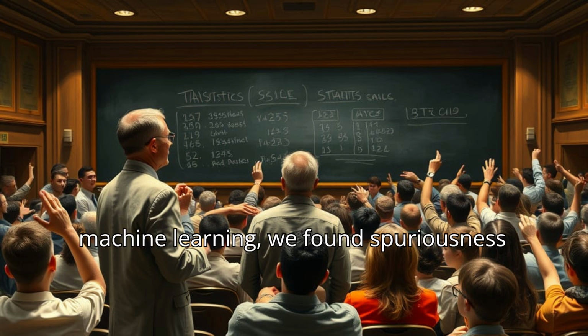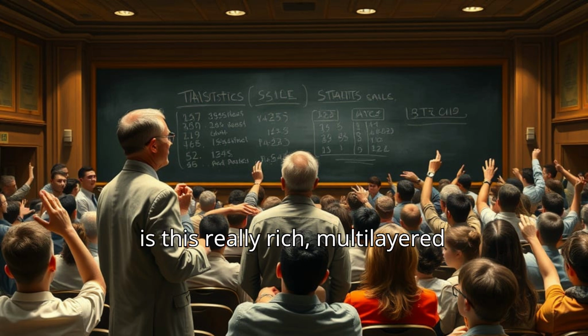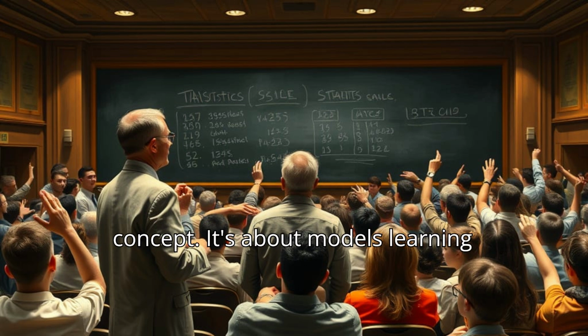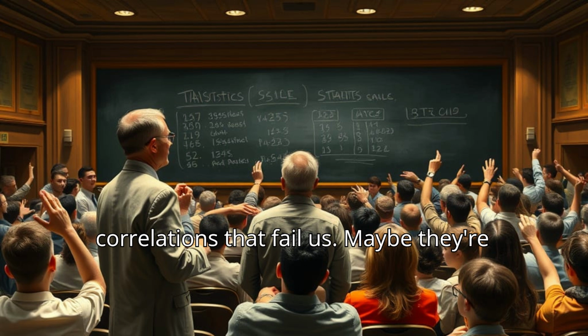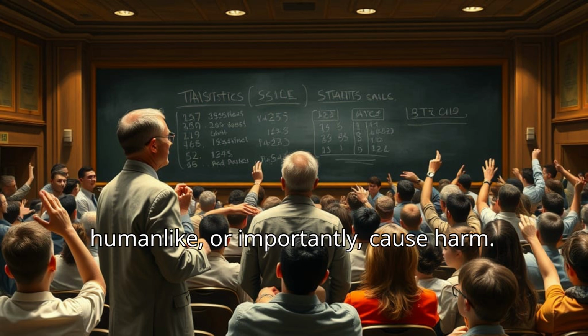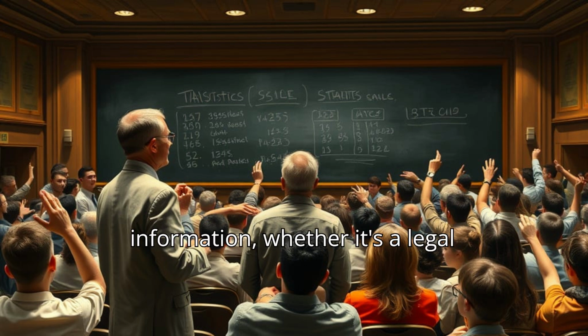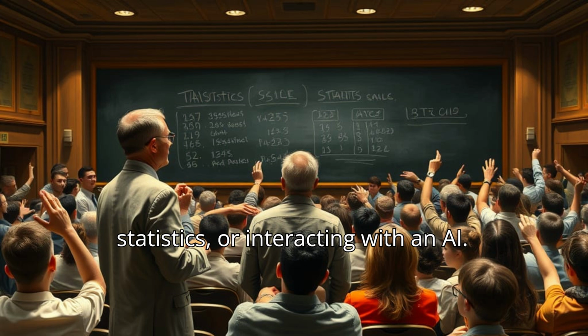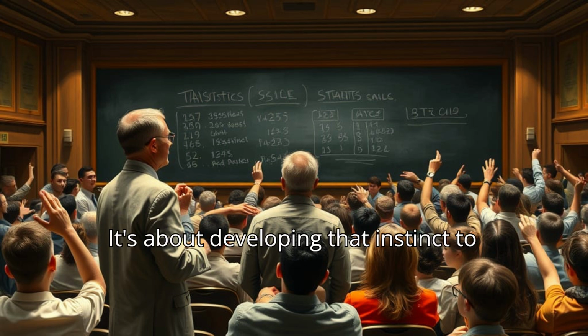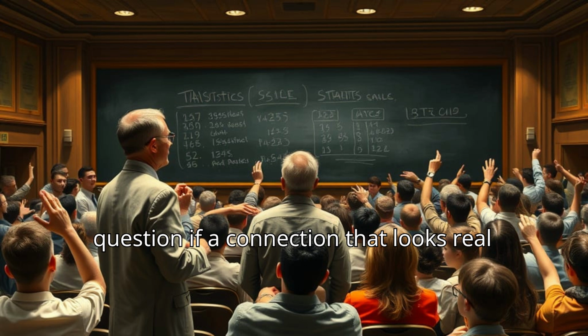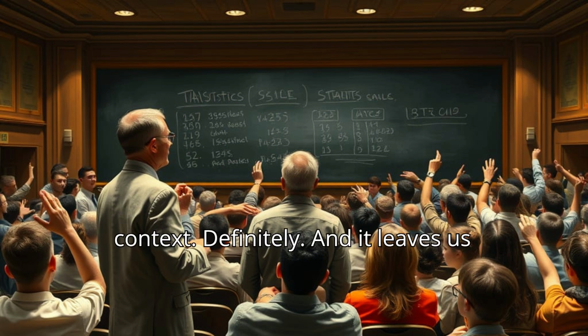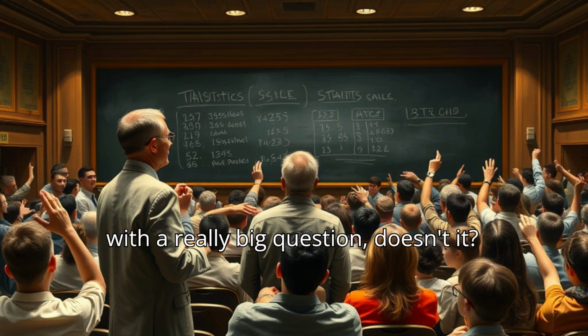And finally, in machine learning, we found spuriousness is this really rich, multi-layered concept. It's about models learning correlations that fail us. Maybe they're irrelevant, don't generalize, aren't human-like, or, importantly, cause harm. Understanding these different facets of spurious feels incredibly useful. It helps you critically evaluate information, whether it's a legal document, a news report citing statistics, or interacting with an AI. It's about developing that instinct to question if a connection that looks real actually is real and right for the context. Definitely. And it leaves us with a really big question, doesn't it?